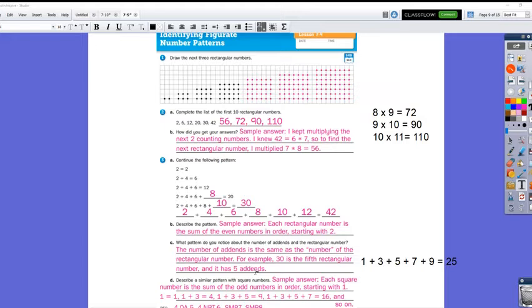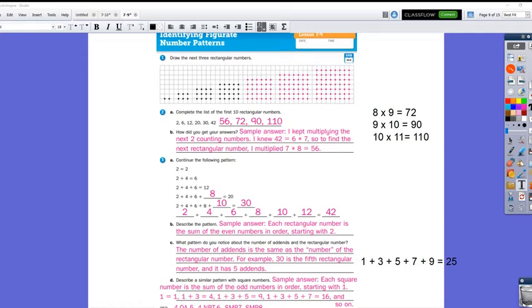Describe a similar pattern with square numbers. On that one, it says each square number is the sum of the odd numbers in order, starting with 1. So 1 equals 1, and then 1 plus 3 equals 4, which is the next square number. And then you have 1 plus 3 plus 5 equals 9. 9 is the next square number. And then to get the next square number, you'd add all of those in order from 1 through 7 of the odds.